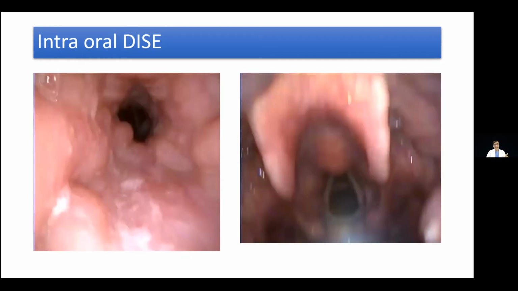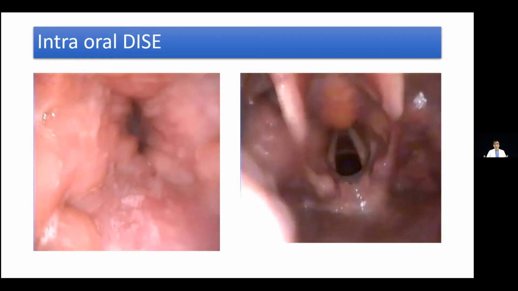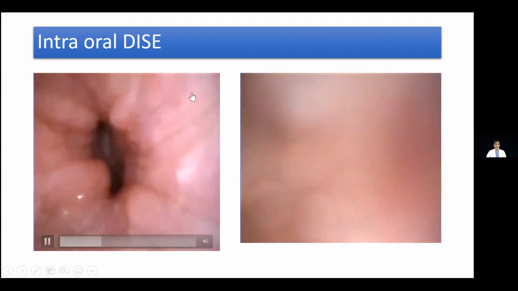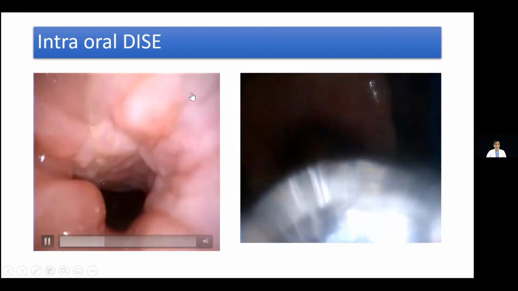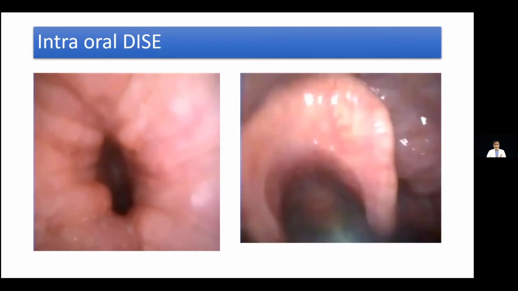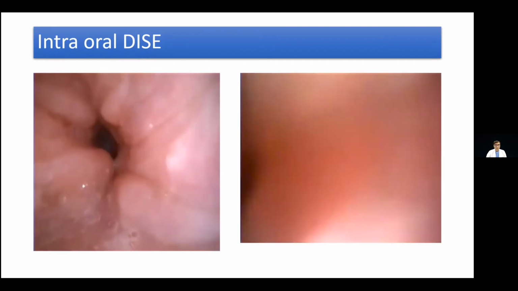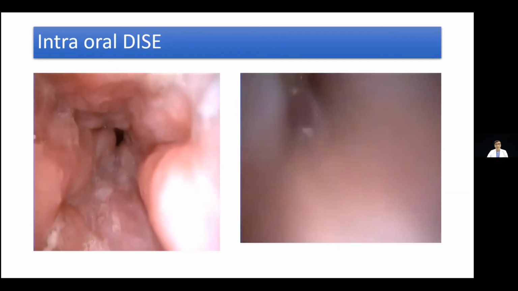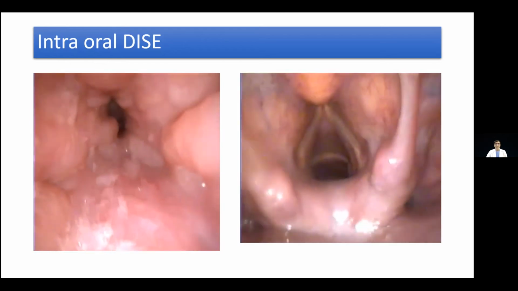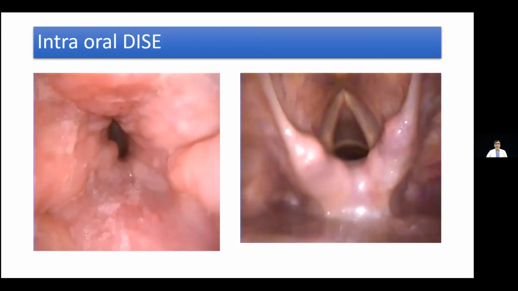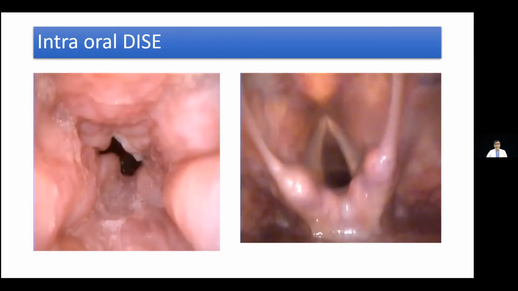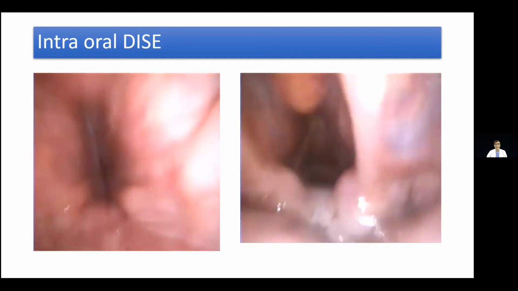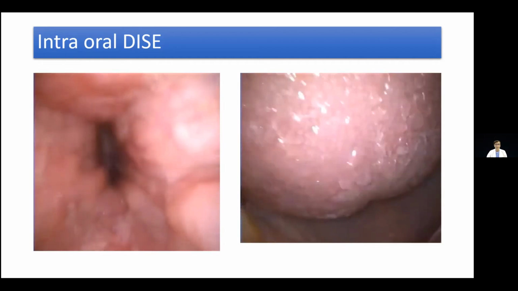What we would think is that the tongue is actually folding on itself, but that's not true. If you see the nasal DICE, you would see that the lateral pharyngeal wall is so lax, making the tongue fold on itself, giving rise to that kind of picture. So patients who have significant lateral collapse have a poor prognosis in surgery.